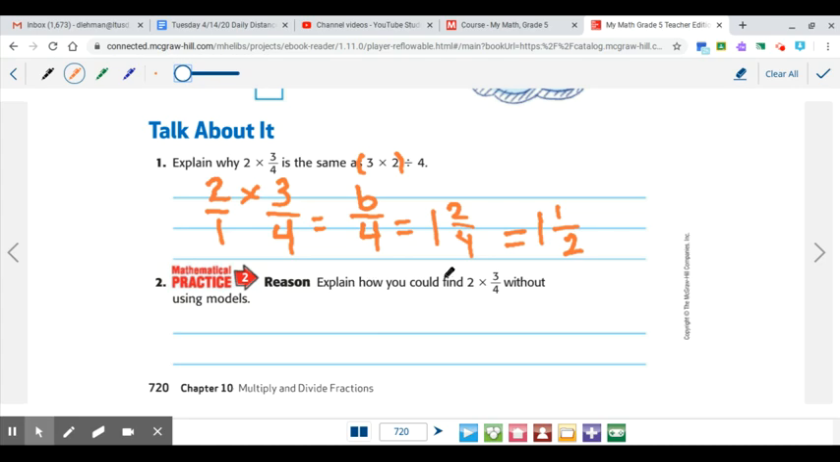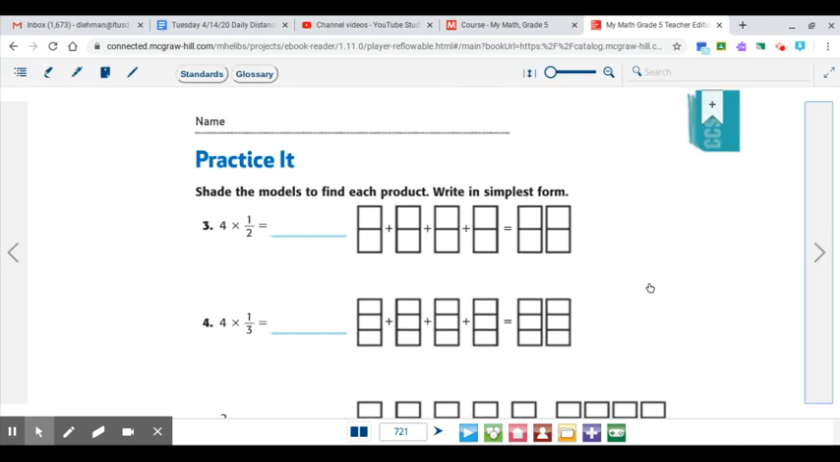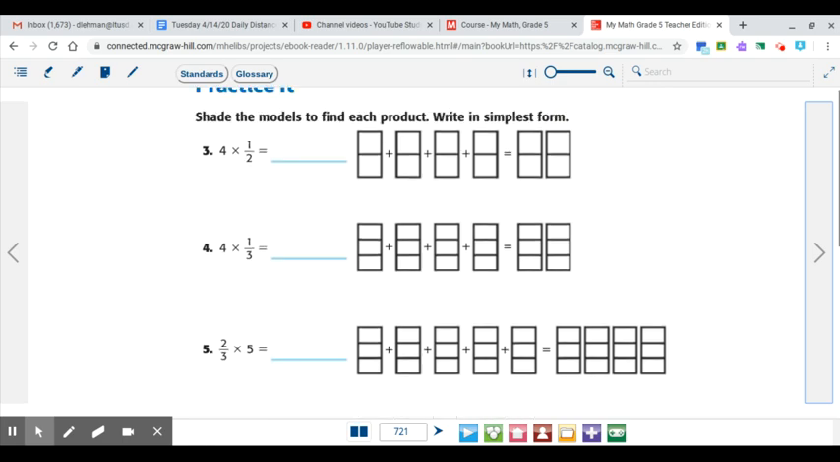Now, how could we find this without models? Well, guess what? I just did it right here. Okay. So just explain to me down here, you would just explain how we went through this process. All right. It's going to head over to this next page, and we'll just do a couple so you guys know what you're doing and you know what to expect.